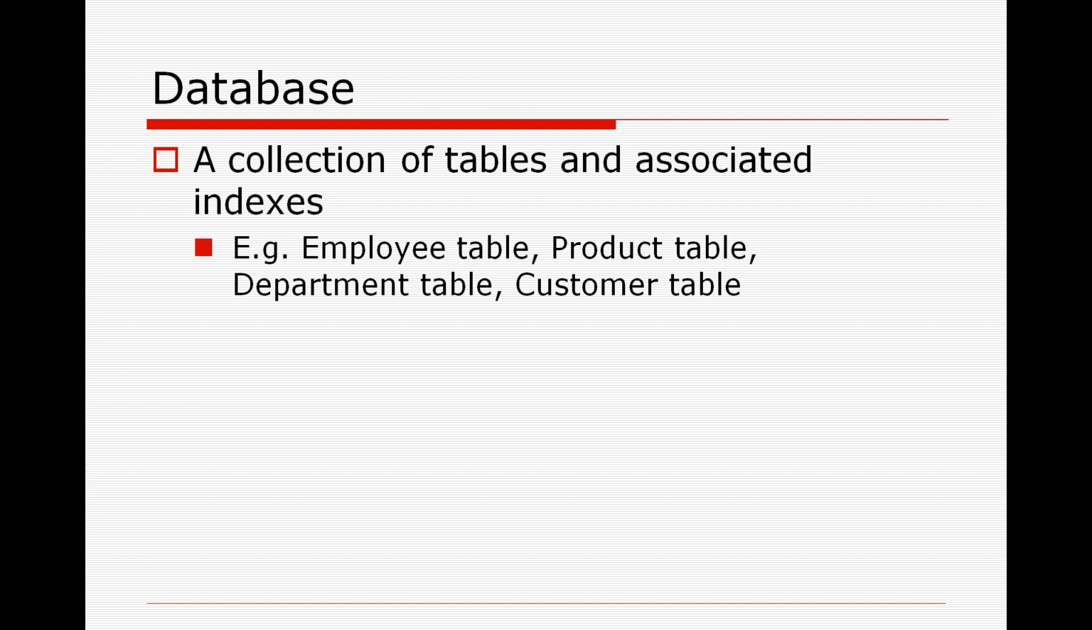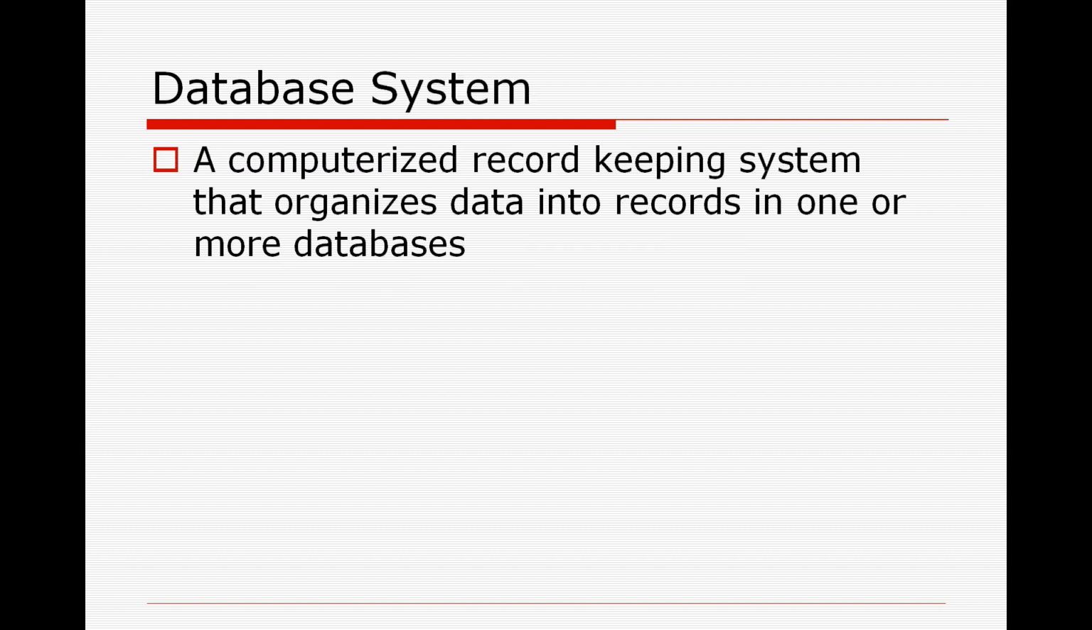Then database system. Here, just a database. So then we define a database system. That is a computerized record keeping system that organizes data into records in one or more databases. You know what a database is, a collection of tables. So then you can keep a database system, a computerized record keeping system that organizes data into records in one or more databases.